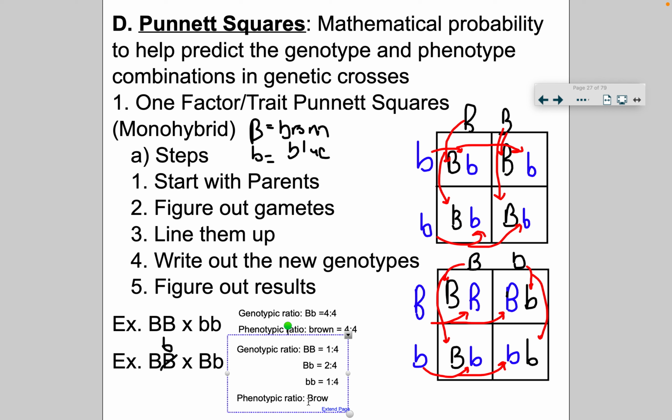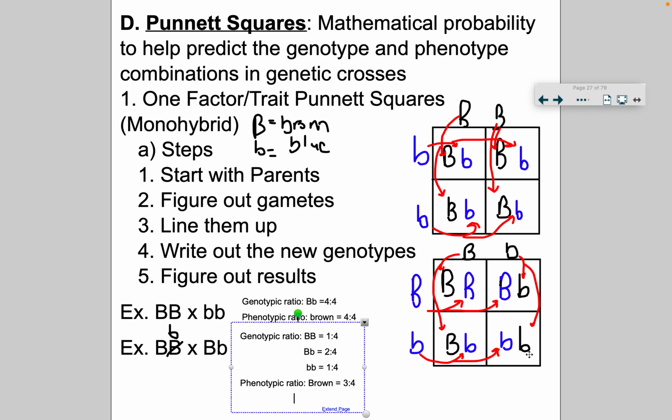All right, phenotype. How many are brown? So brown is dominant over blue. That means for brown, we're looking for big B. So any square that has a big B is going to be brown. So this has a big B, there's 1. This has a big B, there's 2. This has a big B, there's 3. This one does not. So I'd go 3 out of 4.